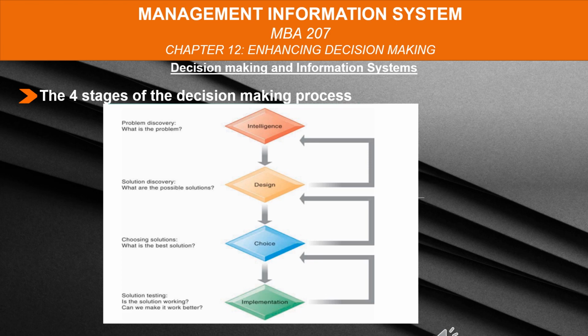Implementation involves making the chosen alternative work and continuing to monitor how well the solution is working on the problem. So what happens if the solution you have chosen doesn't work? The figure shows that you can return to an earlier stage in the decision-making process, which is problem discovery, and repeat it if necessary.